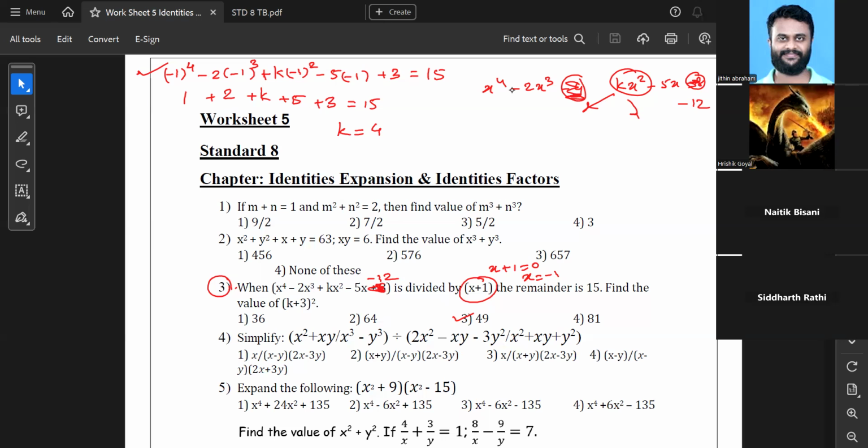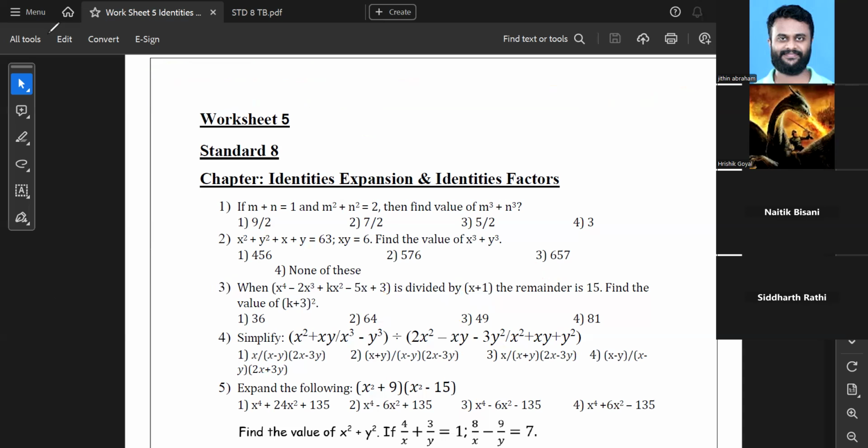Sir, what is synthetic division? We'll discuss that topic some other day. Sir, plus you have the powers in order also, like 4, 3, 2, and 1. Yeah, dividing by powers. We'll discuss that some other day. Right now it's all about factorization and all.